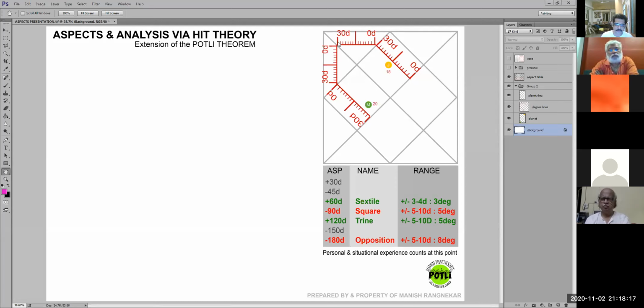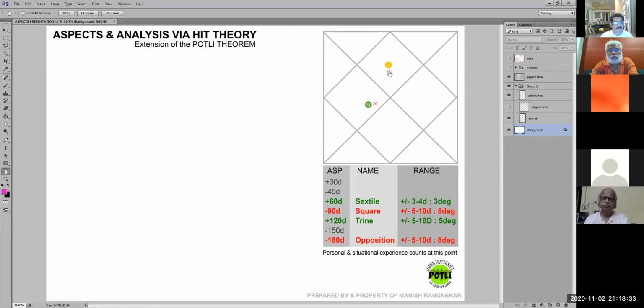These are the 30 degrees of this house. 0 to 30, 0 to 30. Now, this scale obviously never comes like this. You will get a planet, in the sense the name will be written there and the degree is written there.